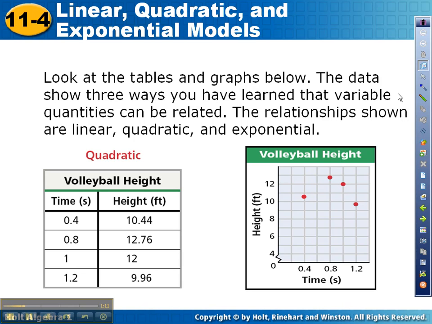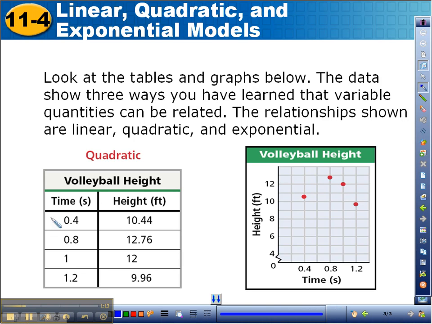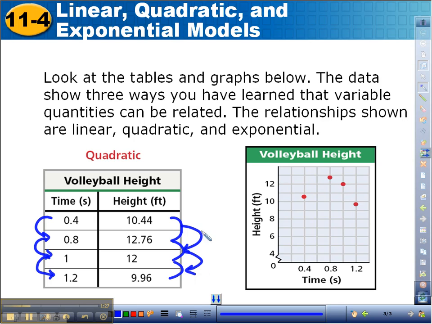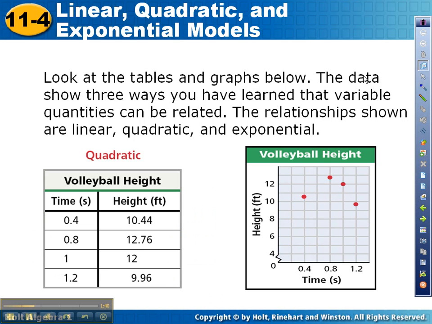Right here, quadratic. From a table, if you have a constant change in your x's, you can tell it's quadratic. You won't have a constant change in your first difference, but you will have a constant change in your second difference. So it's the second difference that you're looking for. And when you graph it, it will graph as a parabola.